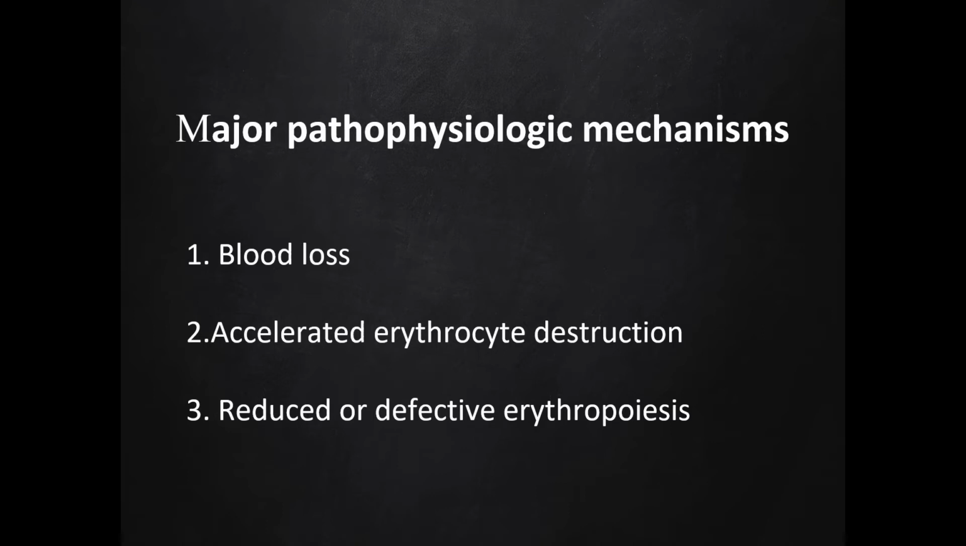And the third is reduced or defective erythropoiesis, meaning there is reduced production by the bone marrow of red blood cells, or there is a problem with the bone marrow that makes it unable to produce these red blood cells. For example, if you have a chronic kidney problem, the kidney can no longer produce erythropoietin, and this erythropoietin is an important component in erythropoiesis. If there is no erythropoietin, the bone marrow cannot produce the red blood cells.